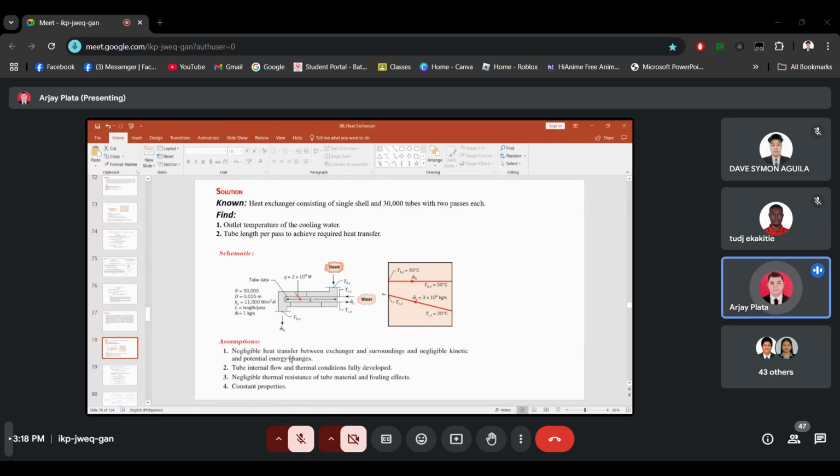So the assumptions are the same as the previous example. You have to write them as well because I provide partial points for the assumptions. So here: negligible heat transfer between the exchanger and surroundings, and negligible kinetic and potential energy changes. Tube internal flow and thermal conditions fully developed. Negligible thermal resistance of the tube material and fouling effects.